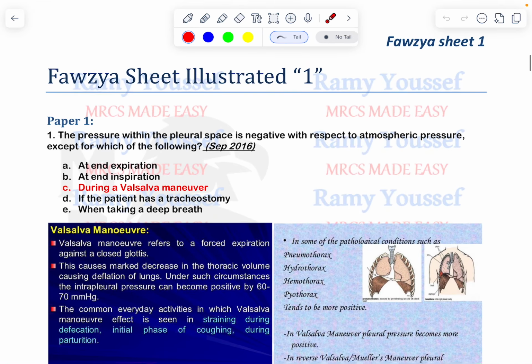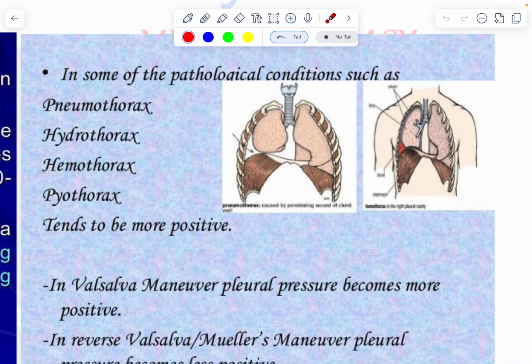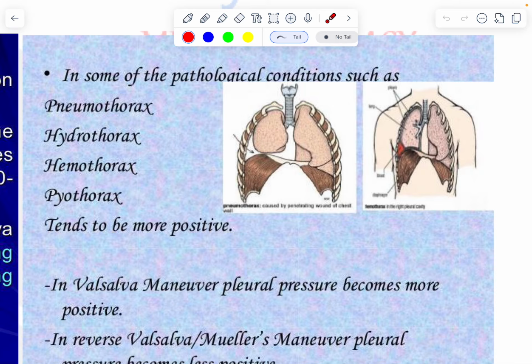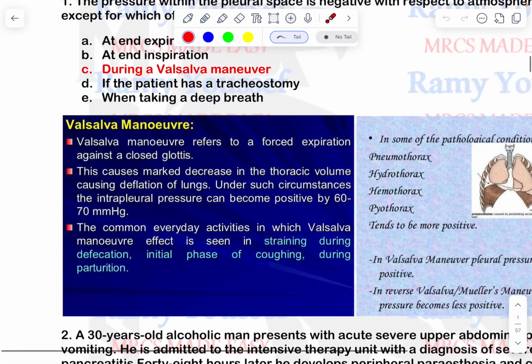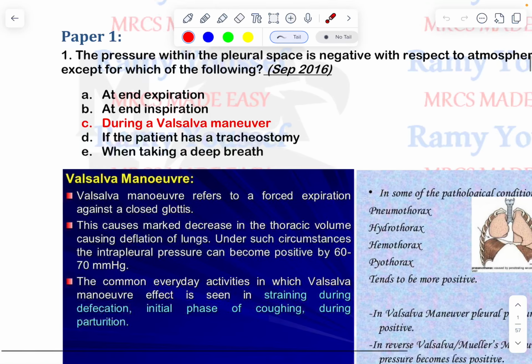The question is, pressure within the pleural space is negative with respect to atmosphere except in which of the following conditions? Always the intrapleural pressure. So this is the pleural cavity, this is the lungs and this is the pleural cavity. The cavity always has negative pressure except when you are doing Fawzia maneuver. What is Fawzia maneuver? Even in expiration, even in inspiration, it is always negative except in Fawzia maneuver.